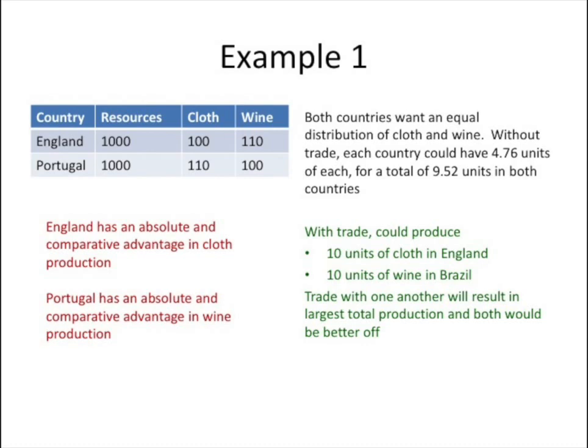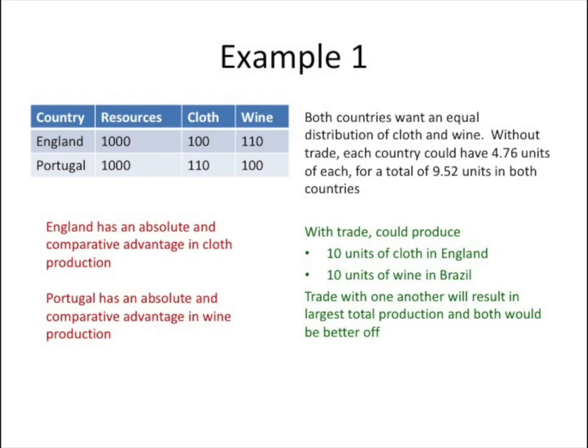If we allow trade, 10 units of cloth will be produced in England, 10 units of wine will be produced in Portugal. They can trade. Each country would then have 5 units of each, and they would be better off. They would have more units of both cloth and wine in both countries. In this case, trade would make both countries better off, as it will in all of these examples. No matter what example you run, trade will make people better off in these sort of simple examples.